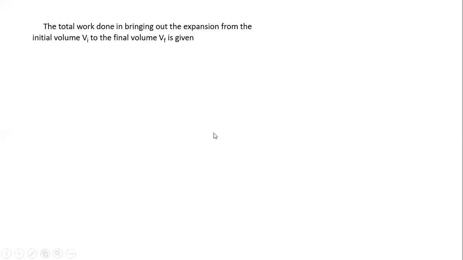The total work done in bringing out the piston from the initial volume Vi to the final volume Vf is given. So work done we can find out by integration of PdV, integration of P into dV, between the limits Vi to Vf.